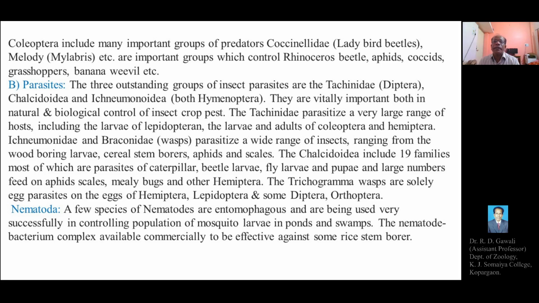Chalcidoidea and Ichneumonidae. These are the suborders or the families of the order Hymenoptera, including bees and wasps. So these three outstanding groups of insect parasites belonging to Diptera or Hymenoptera are vitally important both in natural and biological control of a variety of insect crop pests.